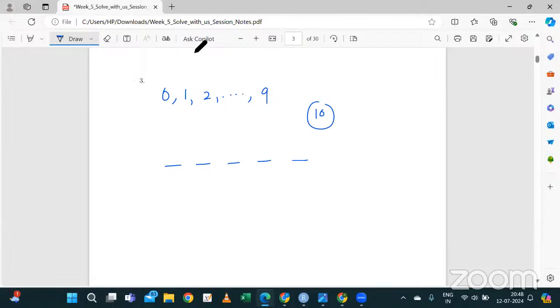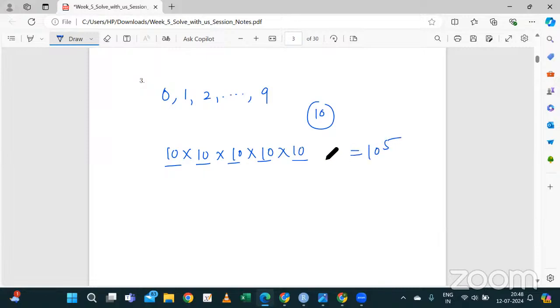Okay, let me do one more thing. Let's assume for the first place you have 10 options. Since I can repeat the number, again for the second digit I will have 10 options. Since I can again repeat the numbers, for the third I will have 10 options. Then for the fourth place and the fifth place, it will be 10 raised to power 5.